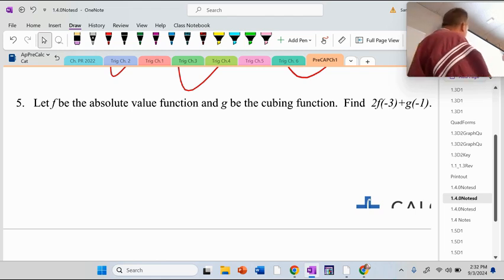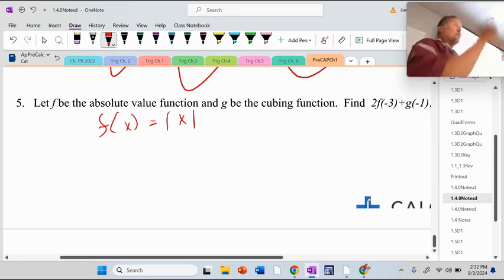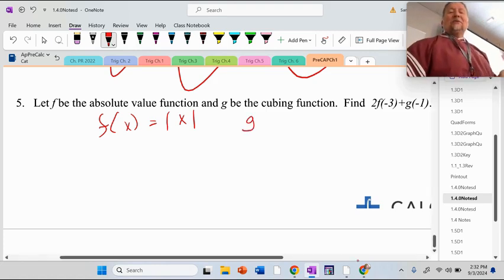So when you read it, let f be the absolute value function. Well, write that down. If f is the absolute value function, then f of x equals the absolute value of x. It's that parent. Notice my pen's writing great. I got a new pen. Very excited. G being the cubing function, so g of x equals the cubing function.